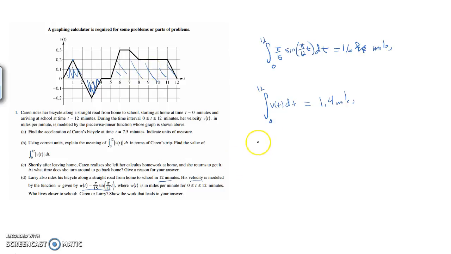So it would appear that since 1.4 is less than 1.6, and this represents Karen, that Karen lives closer. All right. Good luck, guys.